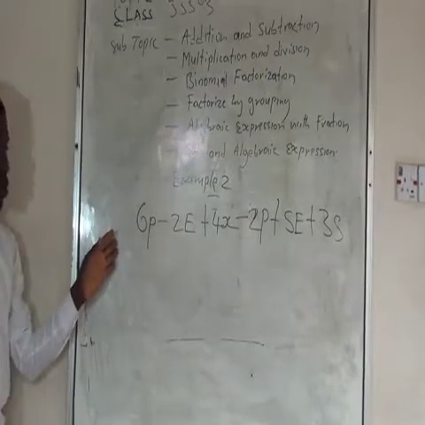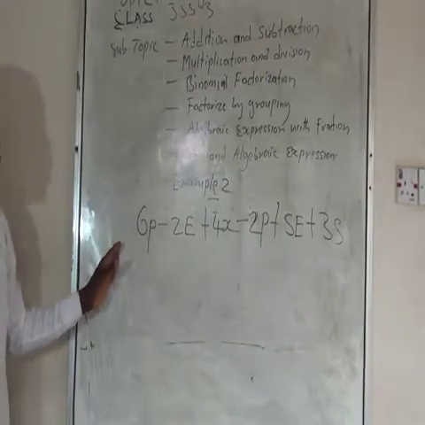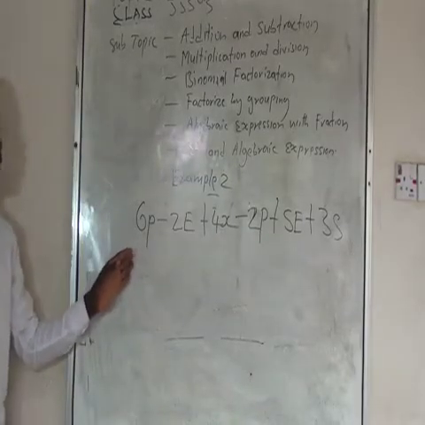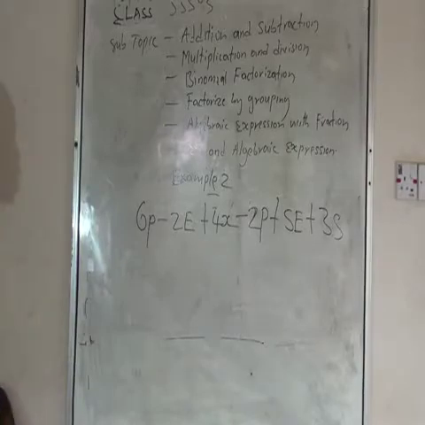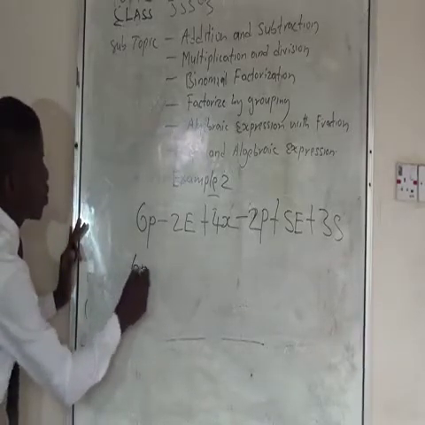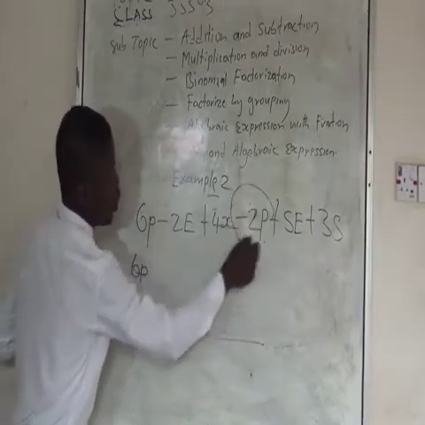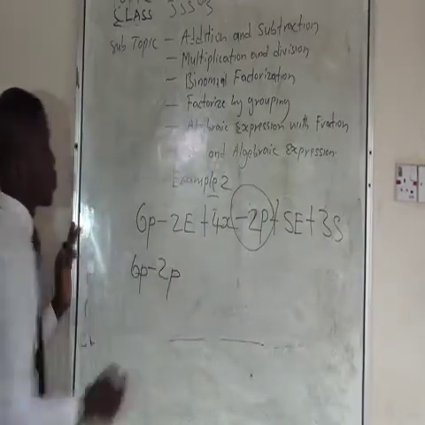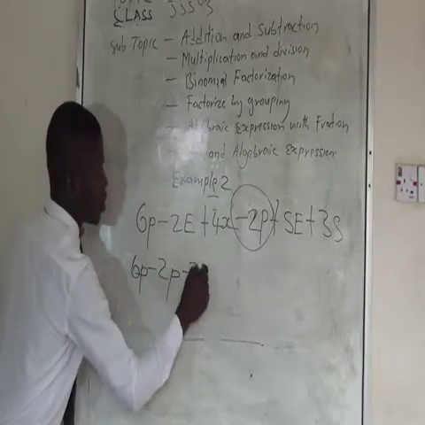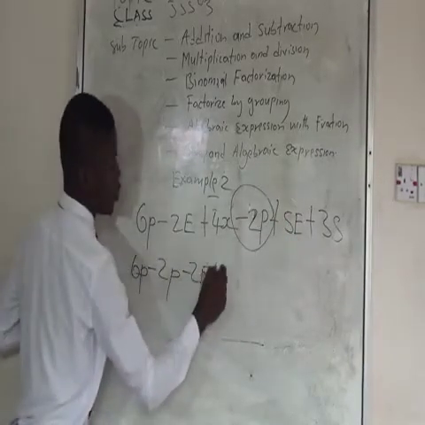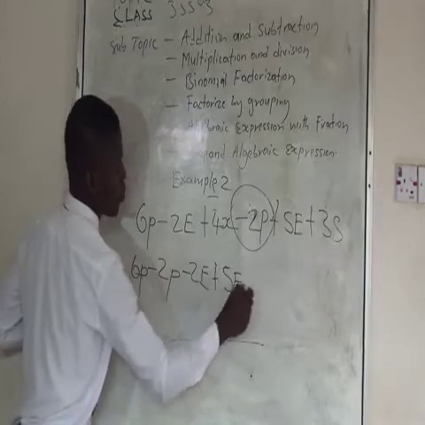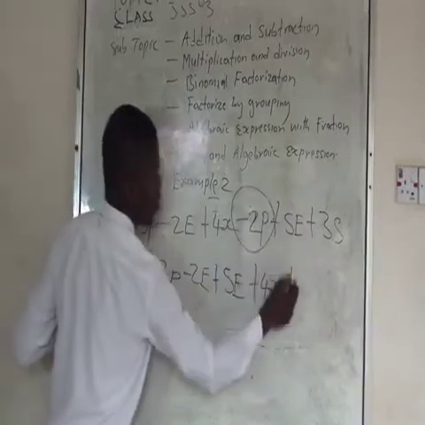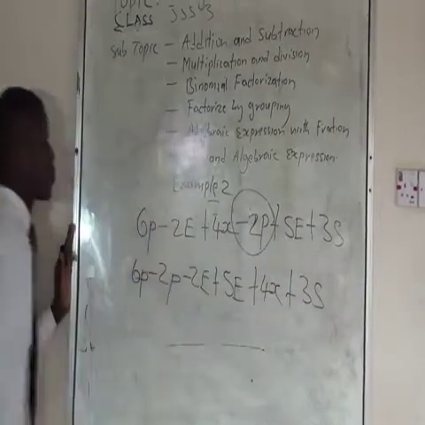We have an example like this. First thing to do is to collect like terms based on their alphabet. Okay, let's group now. 6p minus 2p. This minus belongs to this 2p. Minus 2p, minus 2e plus 5e, plus 4x and plus 3x.